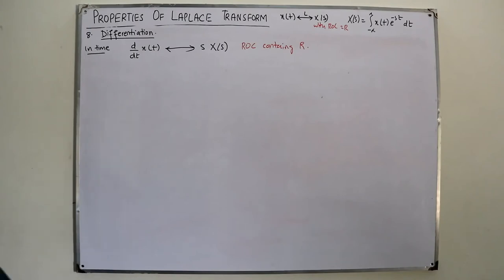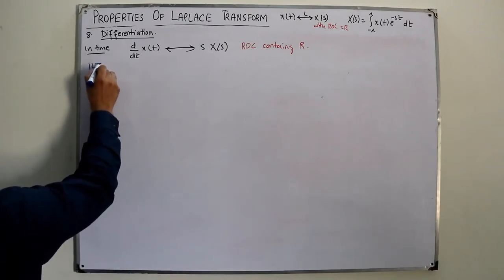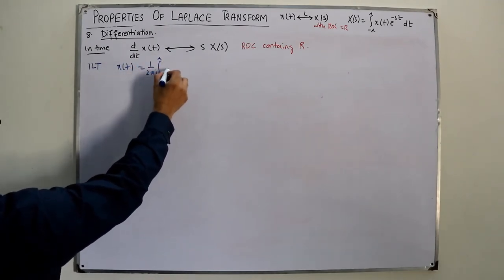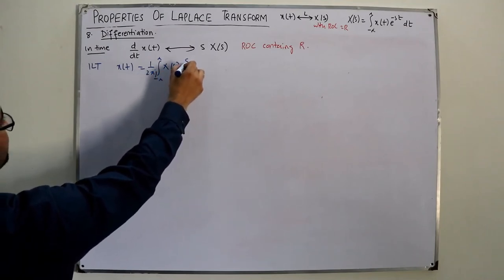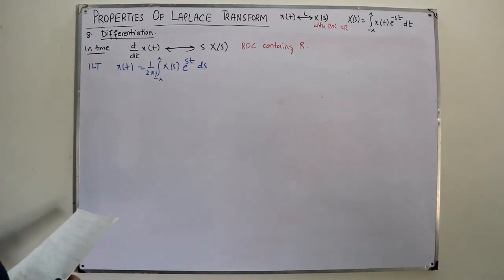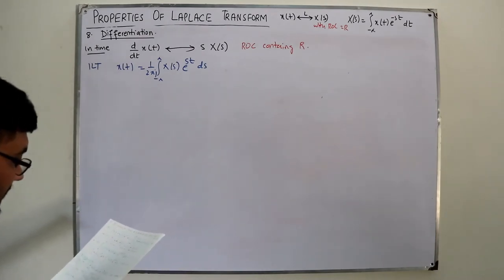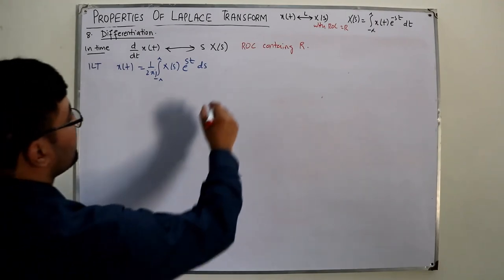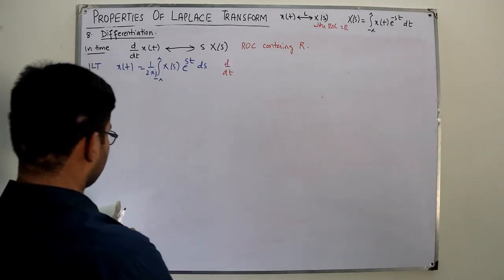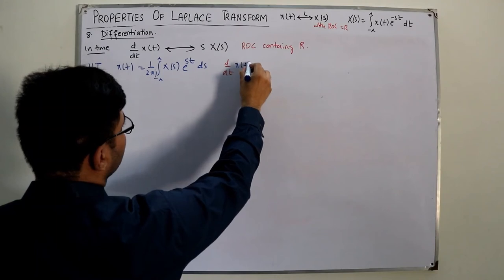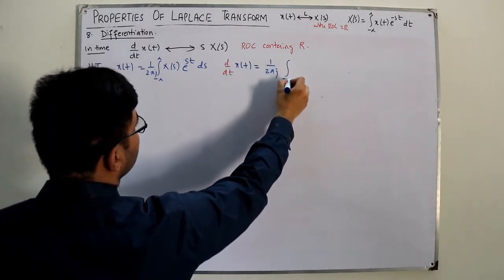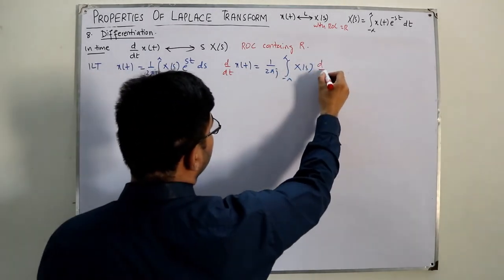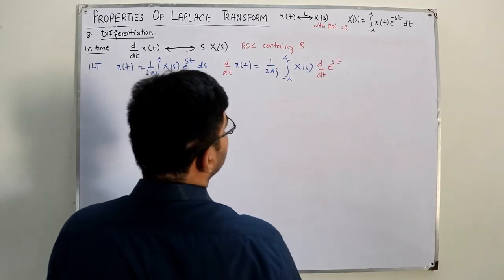Do I need to prove it? Well, I do not, but let's say, if you have the inverse Laplace transform relation, x of t is negative infinity to positive infinity, 1 upon 2 pi j X of s exponential of st ds, right? If you take the derivative on both the sides with respect to t, d dt of x of t, this would equal 1 upon 2 pi j negative infinity to positive infinity X of s, and you need the derivative of this thing, because only this has the t term, so you have a ds.